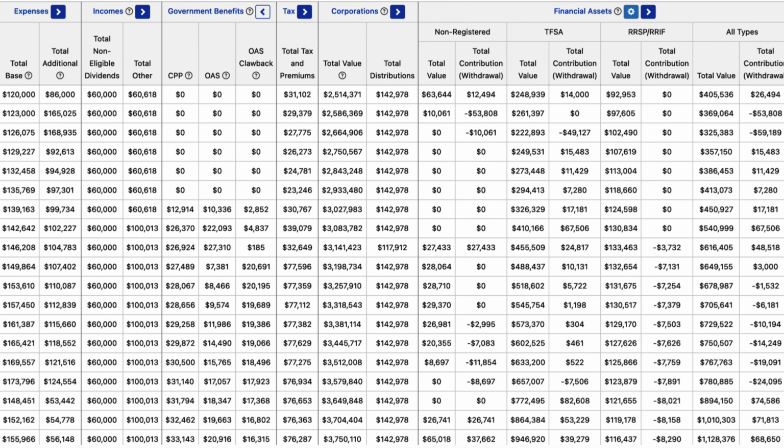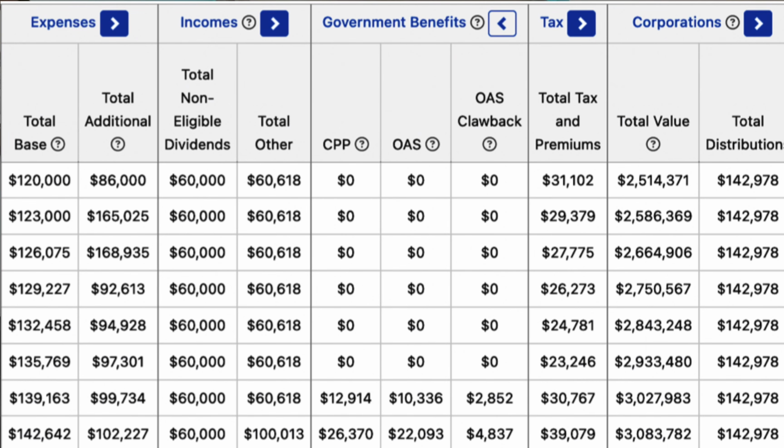Here we have this family. And you can see here on the left-hand side, I'm going to walk you through left to right. This is their software, and this is sort of their balance sheet that we put into their software. They want to have $120,000 after-tax income right away when they start, and that's going to go up with inflation, plus the additional expenses like travel, replacing cars, renovations around the house, helping their kids out, so that you see in that first top line, $120,000 plus $86,000. So we've got over $200,000 of expenses that they're going to have.